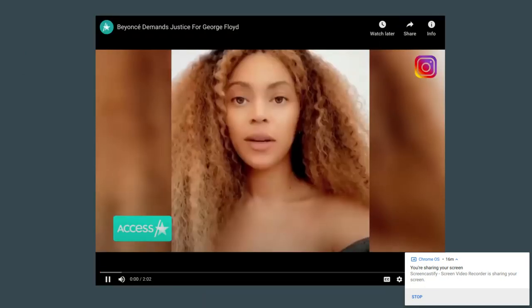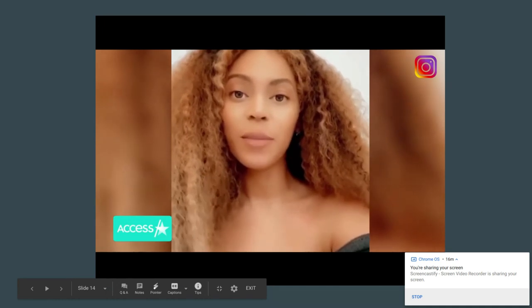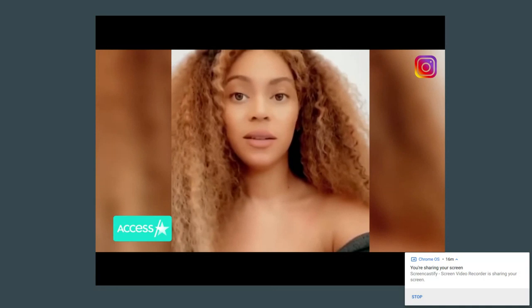Here's Beyonce. We need justice for George Floyd. We all witnessed his murder in broad daylight. We're broken and we're disgusted. We cannot normalize this pain.